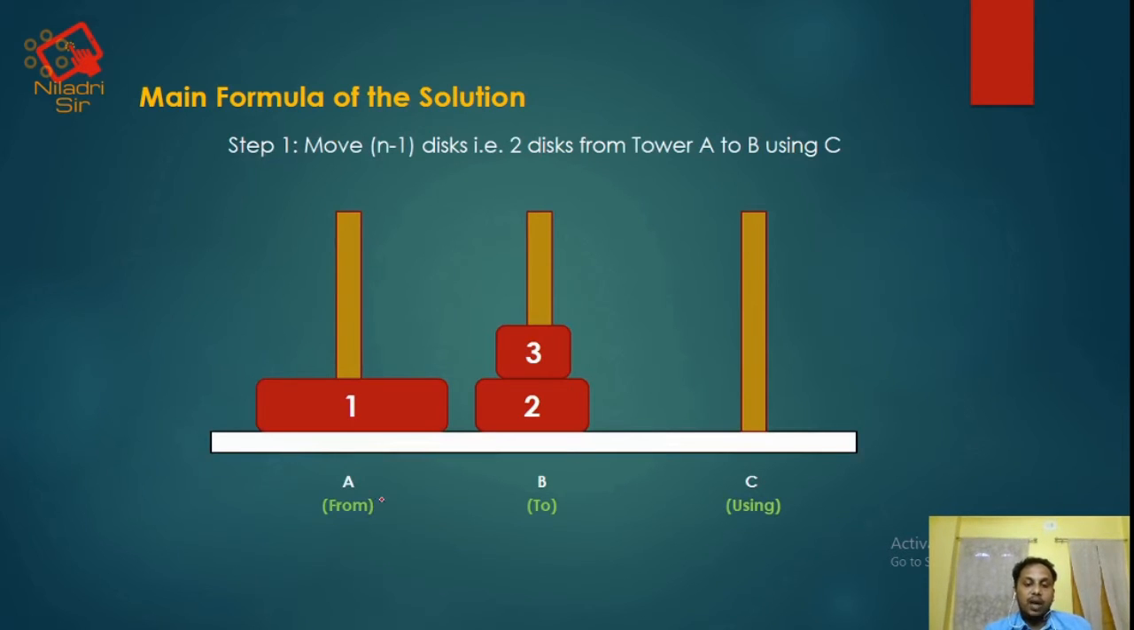So at first what we have done, if you go through our previous step, you can see that this has been done first. We move basically disks 2 and 3, that is n minus 1 disks, from tower A to tower B, and we have used tower C here.